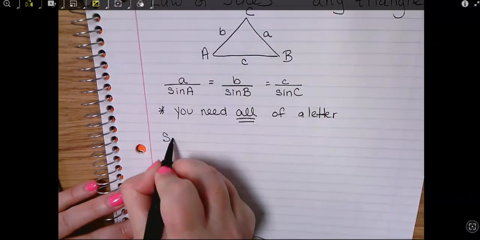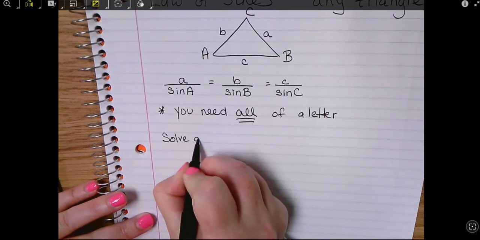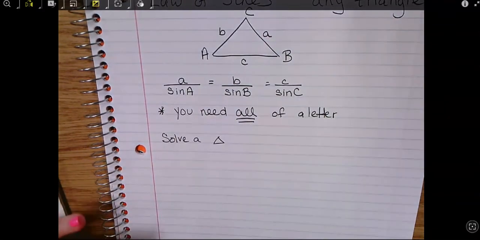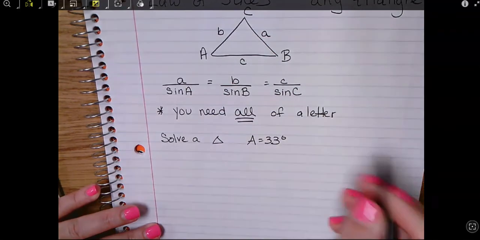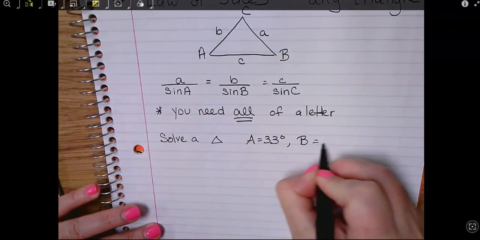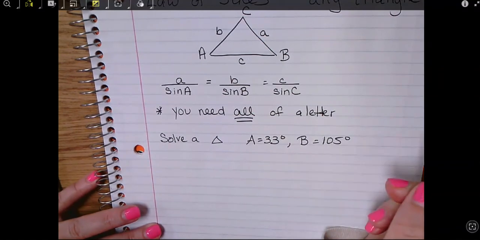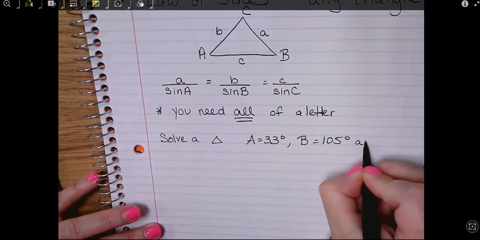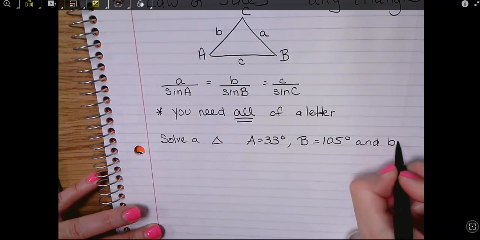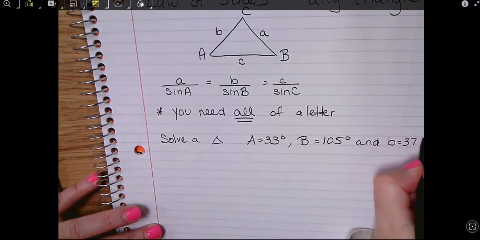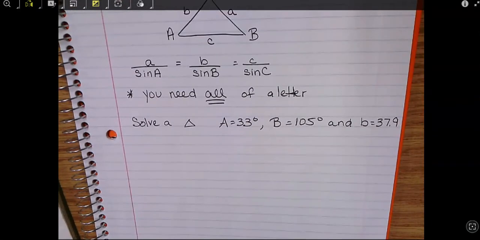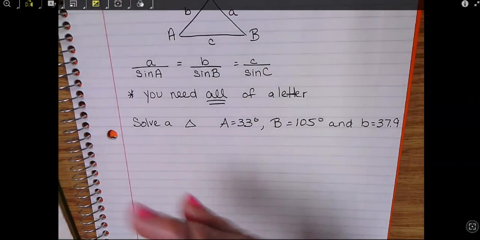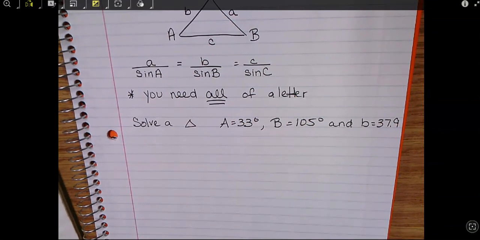Here we go. Solve the triangle, given big A is 33 degrees, big B is 105, and little b is 37.9. When I ask you to solve all of a triangle, it means I need to know all of A, all of B, and all of C's answers.